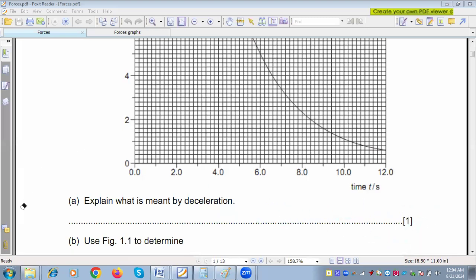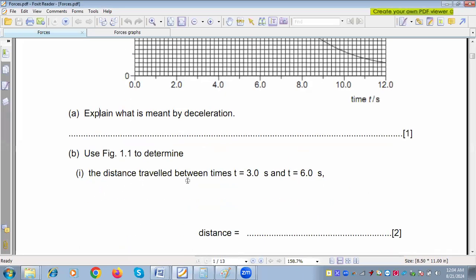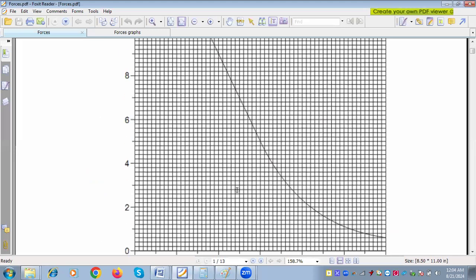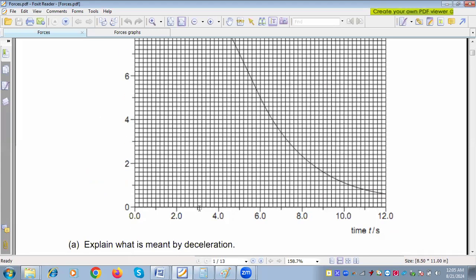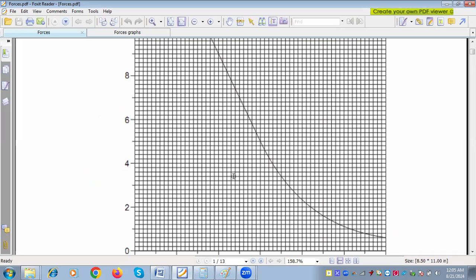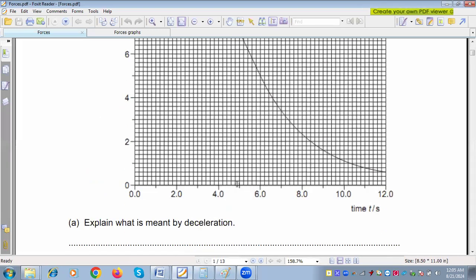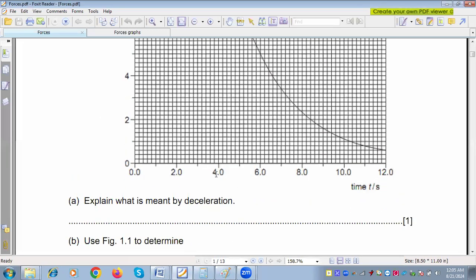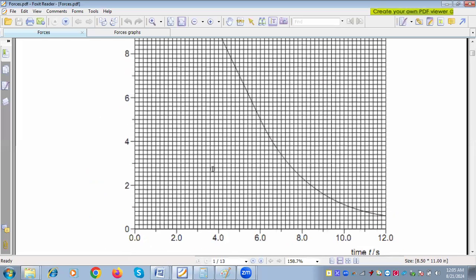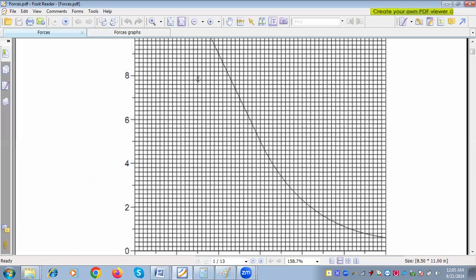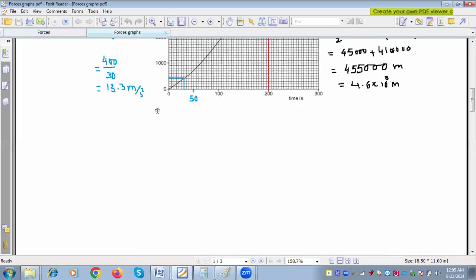So you can download it later on. Let us see the next part B of the question. The distance traveled between time t equals 3 seconds and 6 seconds. So we have to calculate the distance between 3 and 6. Because this is a uniform deceleration, we have to calculate the distance traveled when the ice skater decelerates.